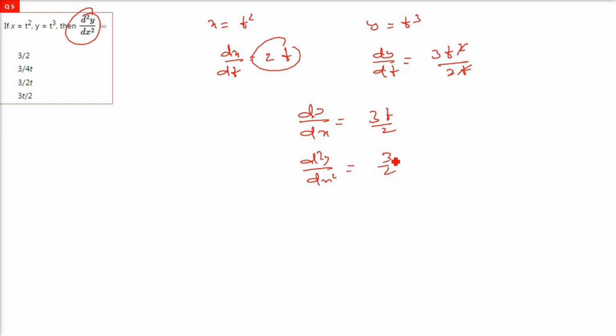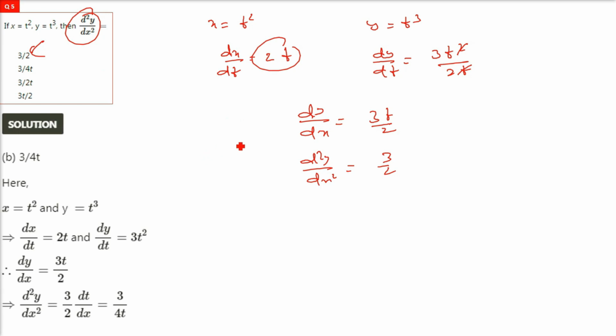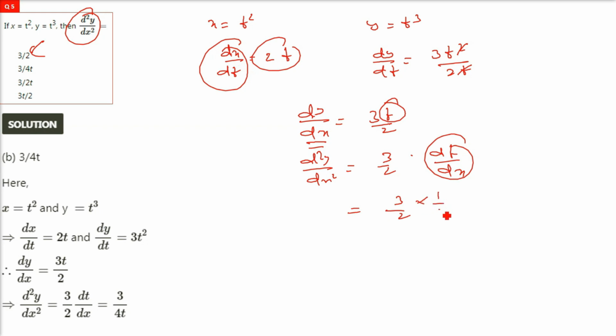So 3 by 2. Now, because t is there, dt by dx also has to be there. So d2y by dx2 is 3 by 2 into dt by dx, and dt by dx is nothing but the reciprocal of dx by dt. Dx by dt is 2t. So 3 by 2 into 1 by 2t, this is 3 by 4t. This is your d2y by dx2. This is your answer. The B option is correct.